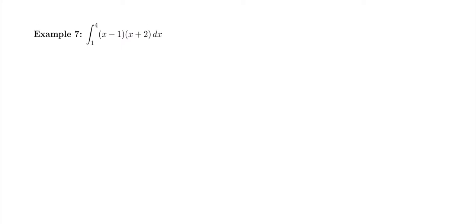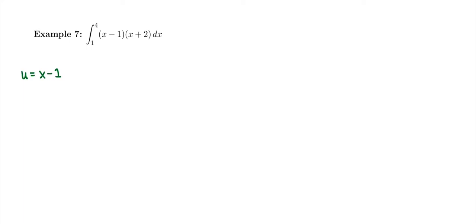Here's another problem where I might be tempted to use u sub. We have the integral from 1 to 4 of (x minus 1) times (x plus 2). It looks like a product rule for derivatives, but if I go to use u sub to take the antiderivative, it's tough to tell which one to choose for u because neither of them are raised to a power.